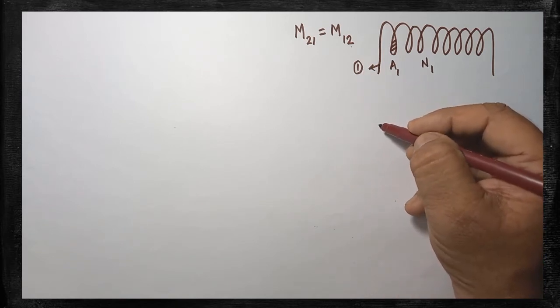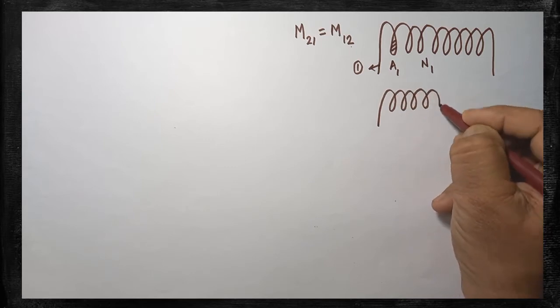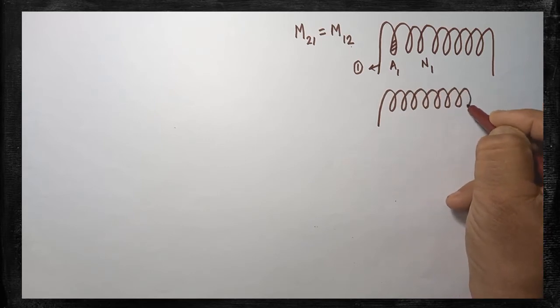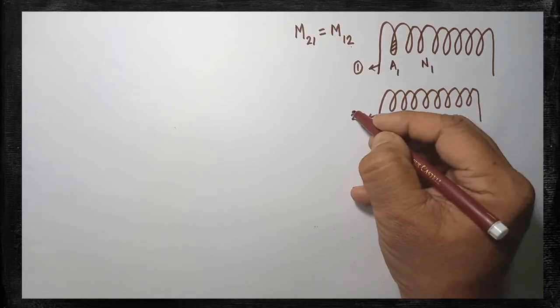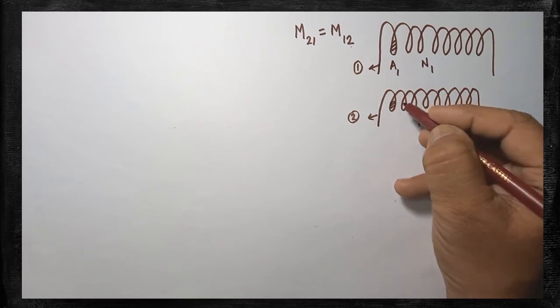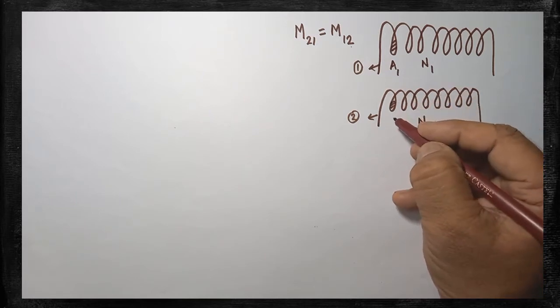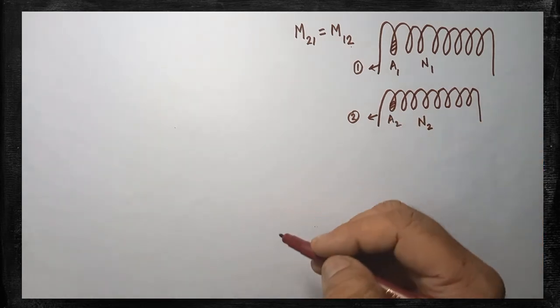Now we are going to take the second coil. In the case of the second coil, you have to draw like this. The number of turns in the second coil is N2. And the area of cross section of each turn of the second coil is A2. So these are all the descriptions.